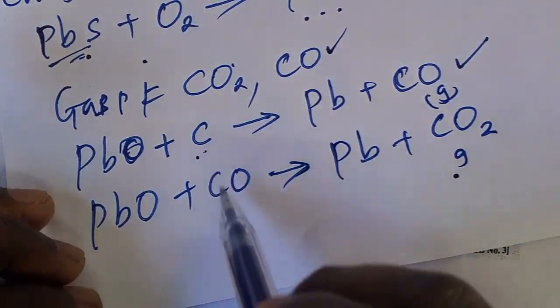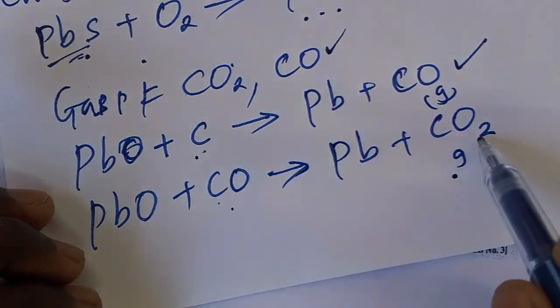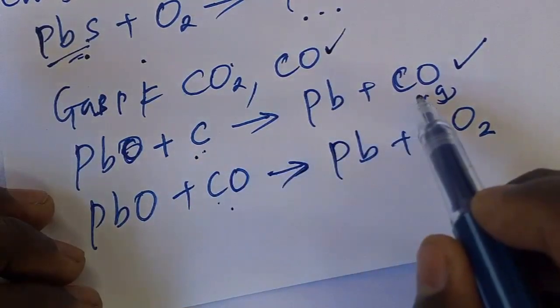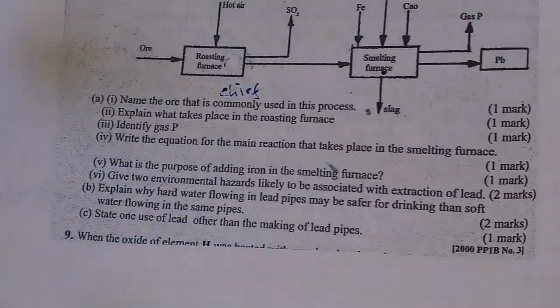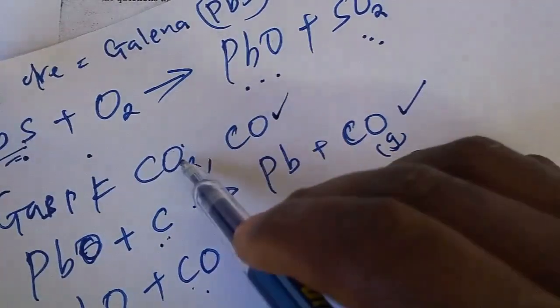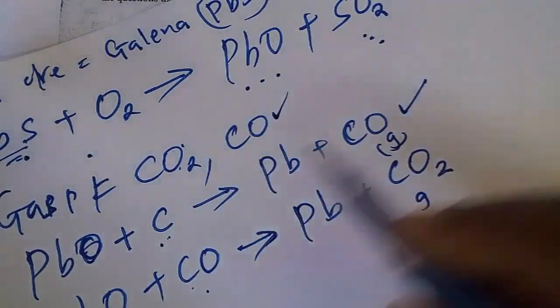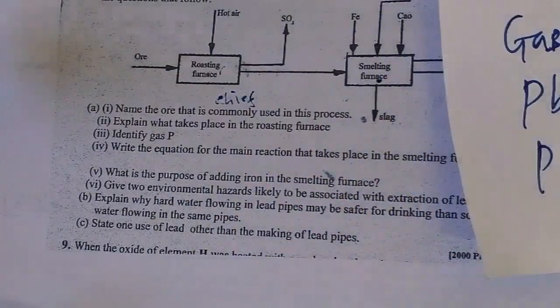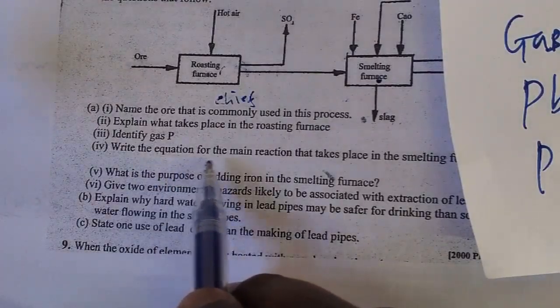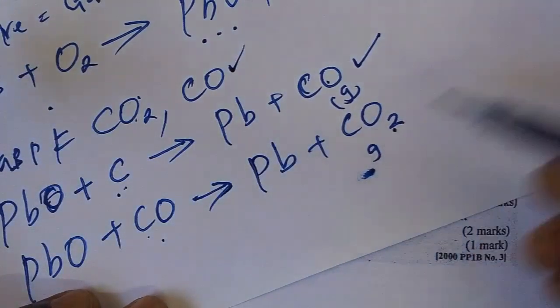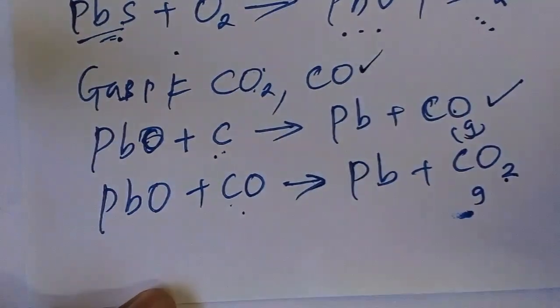If it is carbon, this is the gas. If it is carbon 2 oxide, this is the gas. So if you give either of these two answers, you will get the mark. The next question is going to ask you to write the equation in the smelting. So either you write this or this, and you will get it. You don't need to write both of them, you just write one of them.